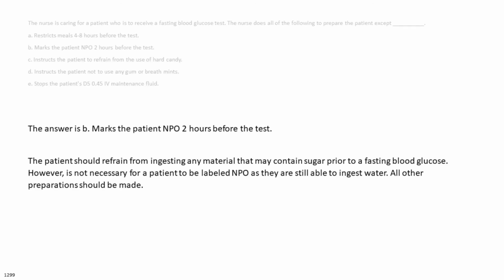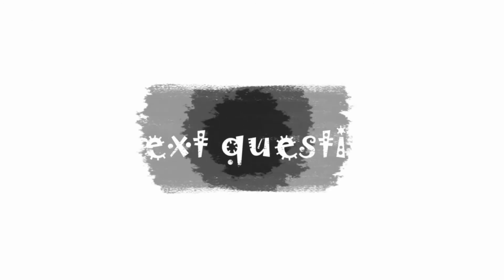The answer is B. Marks the patient NPO 2 hours before the test. The patient should refrain from ingesting any material that may contain sugar prior to a fasting blood glucose. However, it is not necessary for a patient to be labeled NPO as they are still able to ingest water. All other preparations should be made.